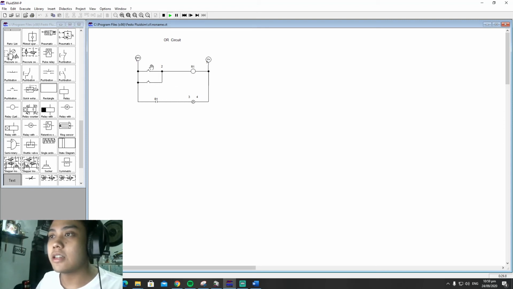Now let's try two of the switches. We can see that the lamp is still on after pushing two of the switches, which means that we were able to create a circuit that precisely resembles the function of an OR circuit. So that is it for relay circuits and ladder diagrams.